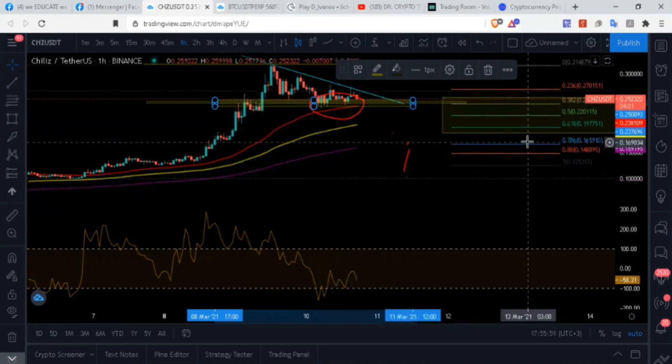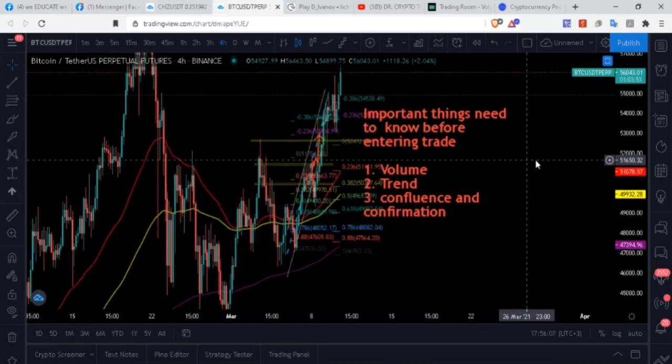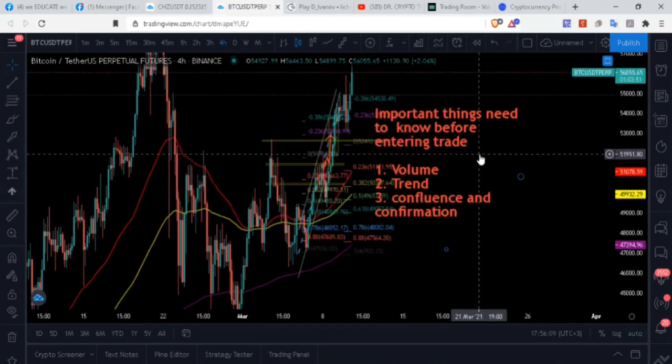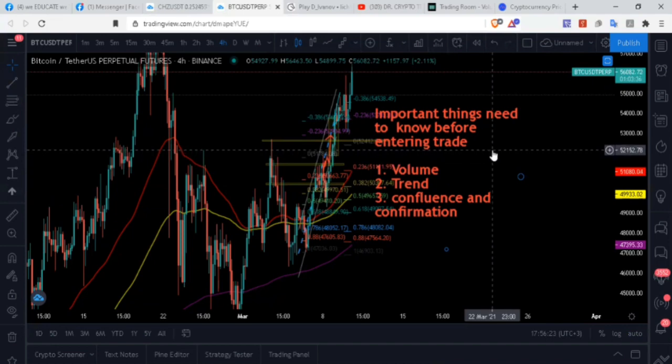Okay, so we will check another coin. We will apply what we call guidelines in selecting the coin to trade. Number one guideline is volume. Number two is the trend. And number three guideline is confluence and confirmation.